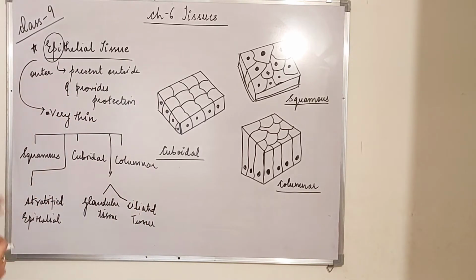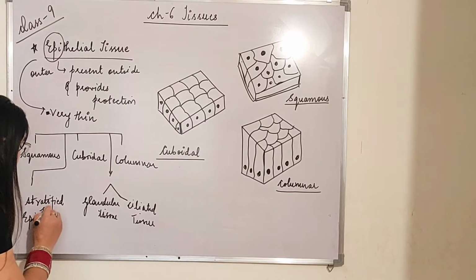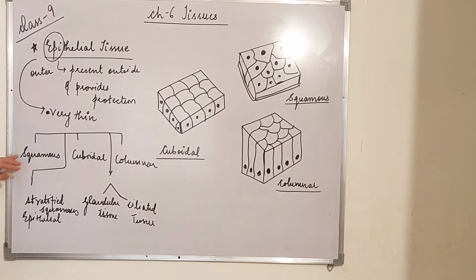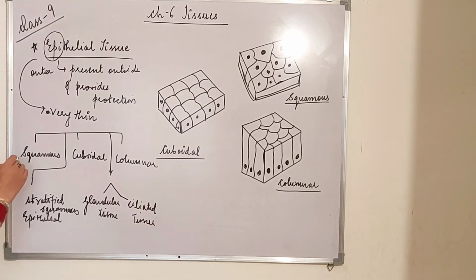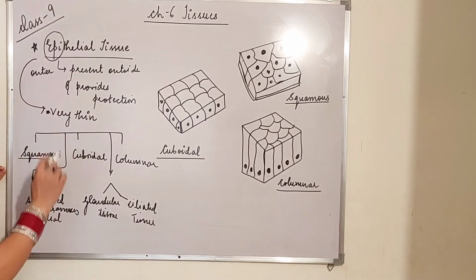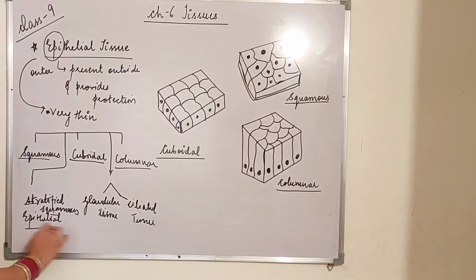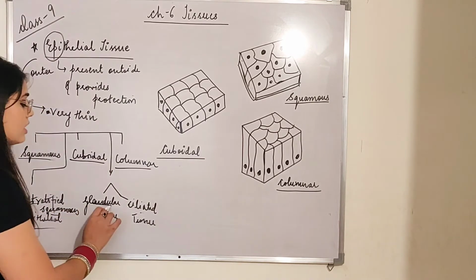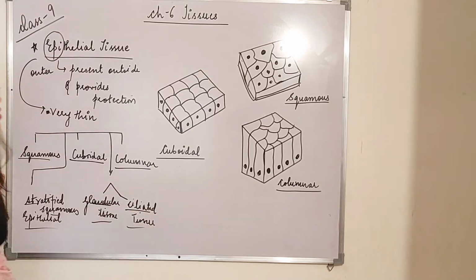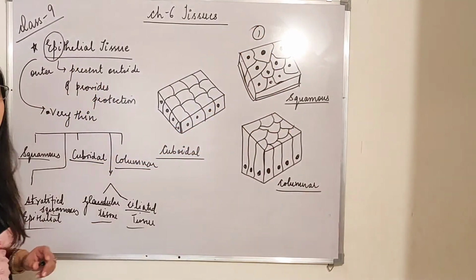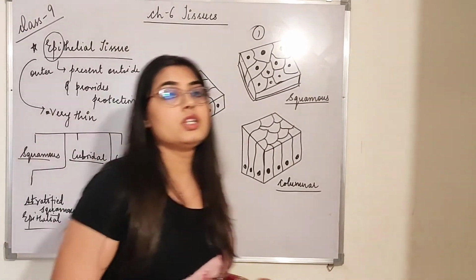Okay, now stratified, sorry, I missed squamous, stratified squamous epithelial. Basically epithelial tissue has so many parts. The first one is the squamous epithelial tissue, cuboidal epithelial tissue, columnar epithelial tissue, then stratified squamous epithelial tissue, then glandular tissue, ciliated tissue. Okay, so the first picture that we will be focusing on is our squamous epithelial tissue.